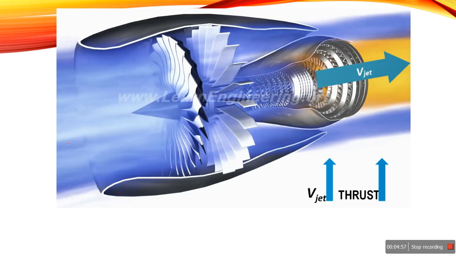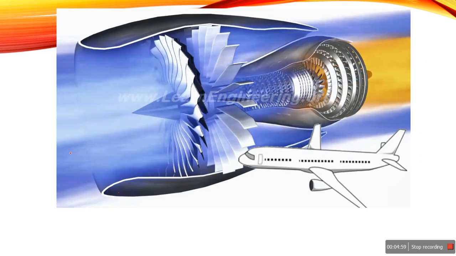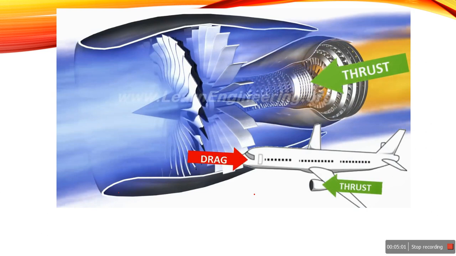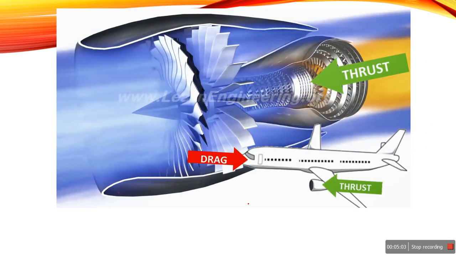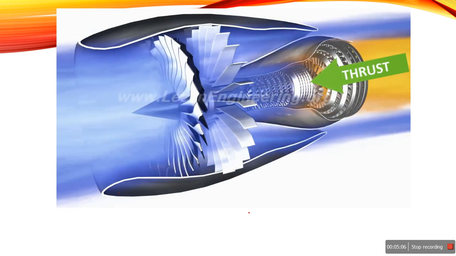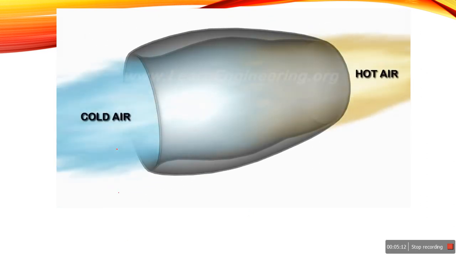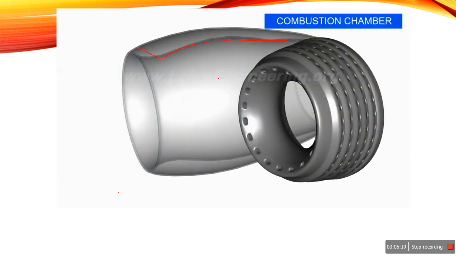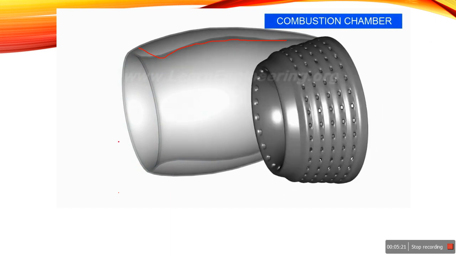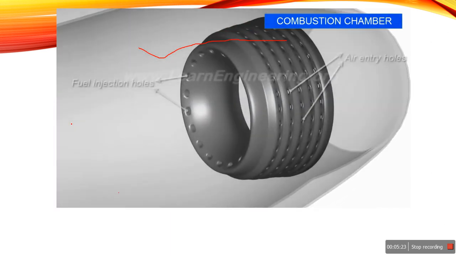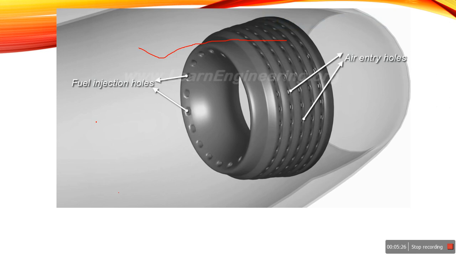We see here that the plane opposes the drag force of the air, and to overcome that drag force we use the thrust force produced. The atmospheric air is cold and the exhaust is hot air. If you observe here, there is the annular space also, fuel injection holes, and air entry holes.